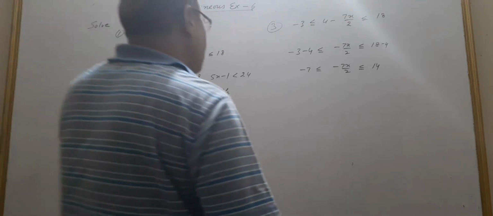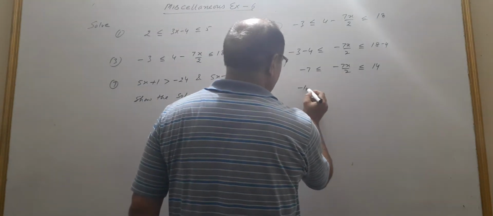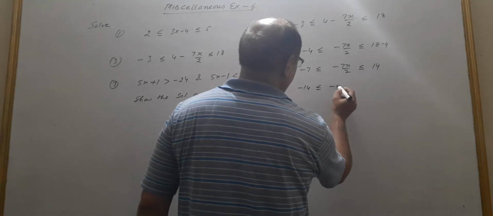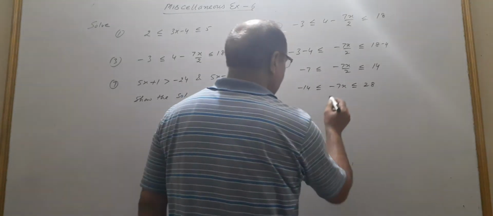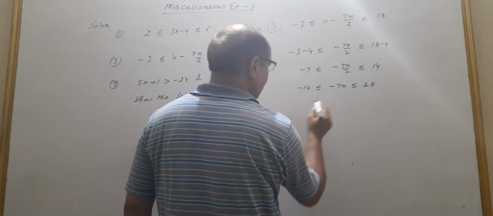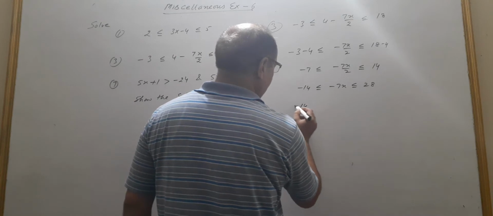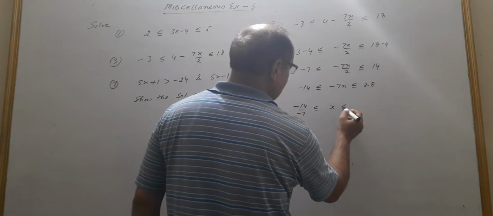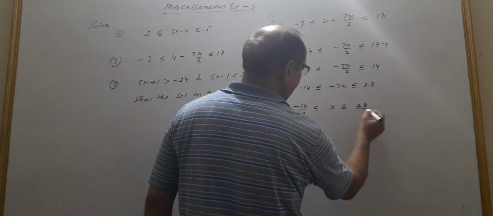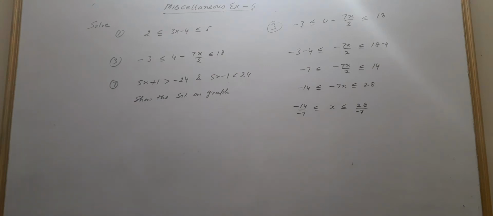Now after that, multiplying this by 2, minus 14 is less than or equal to minus 7x is less than or equal to 28. Then dividing this whole by 7, minus 14 upon minus 7 is less than or equal to x is less than or equal to 28 upon minus 7. You see the result. To make it free from minus 7, we have to divide by this.